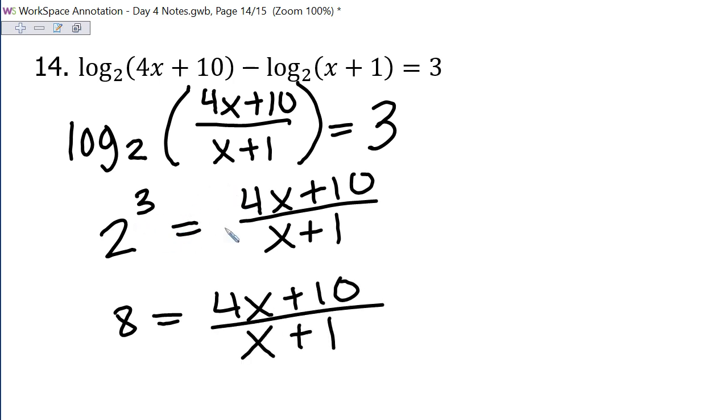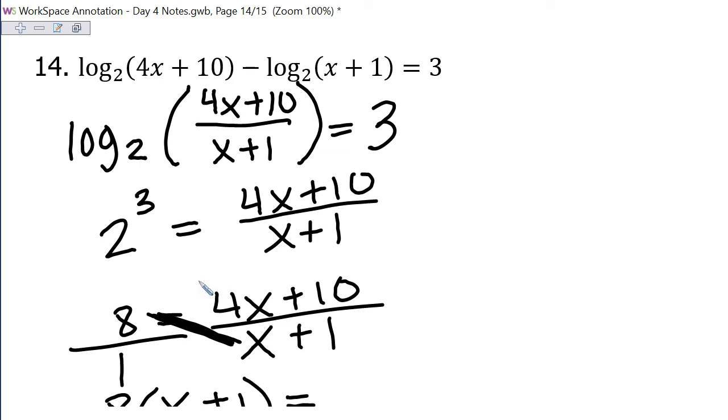How could I solve that easily? Yeah, make it into a proportion. So this would be 8 over 1. Multiply diagonally. So for this cross product, 8 has to be multiplied by x plus 1. And for the other cross product, 4x plus 10 needs to be multiplied by 1. That just gives us 4x plus 10.